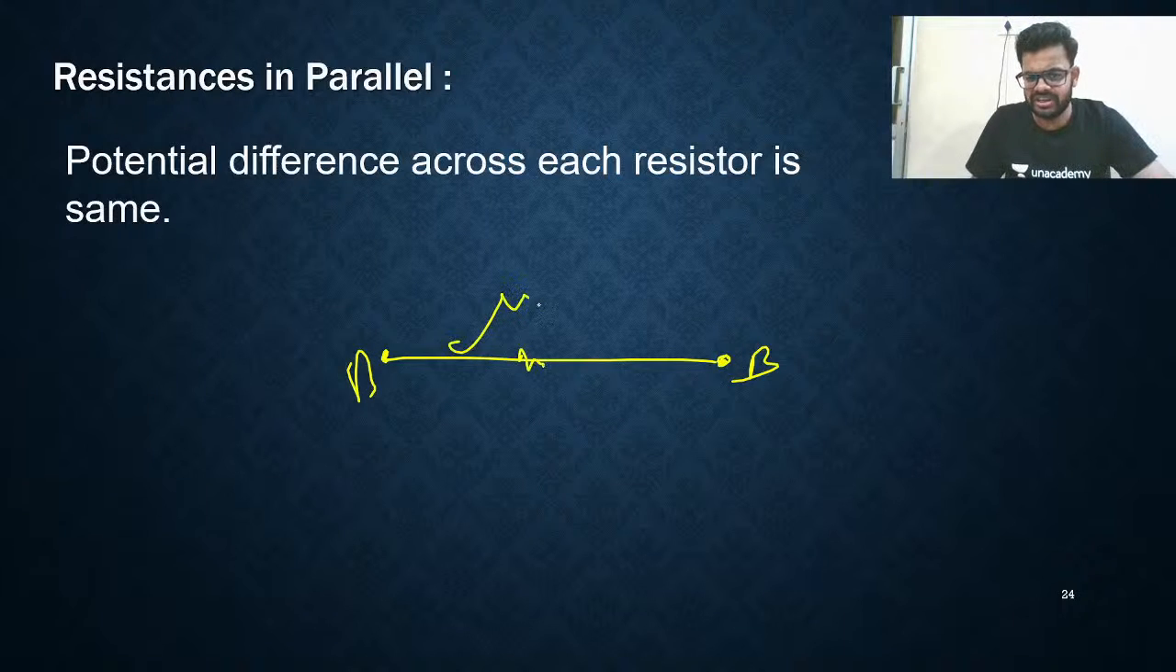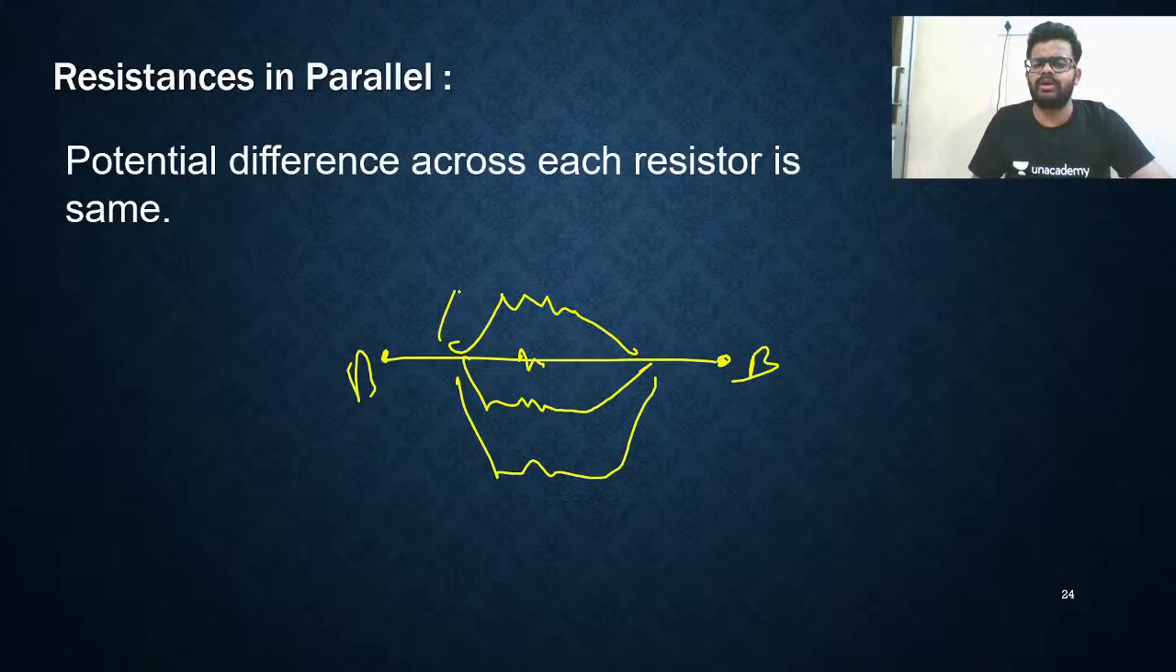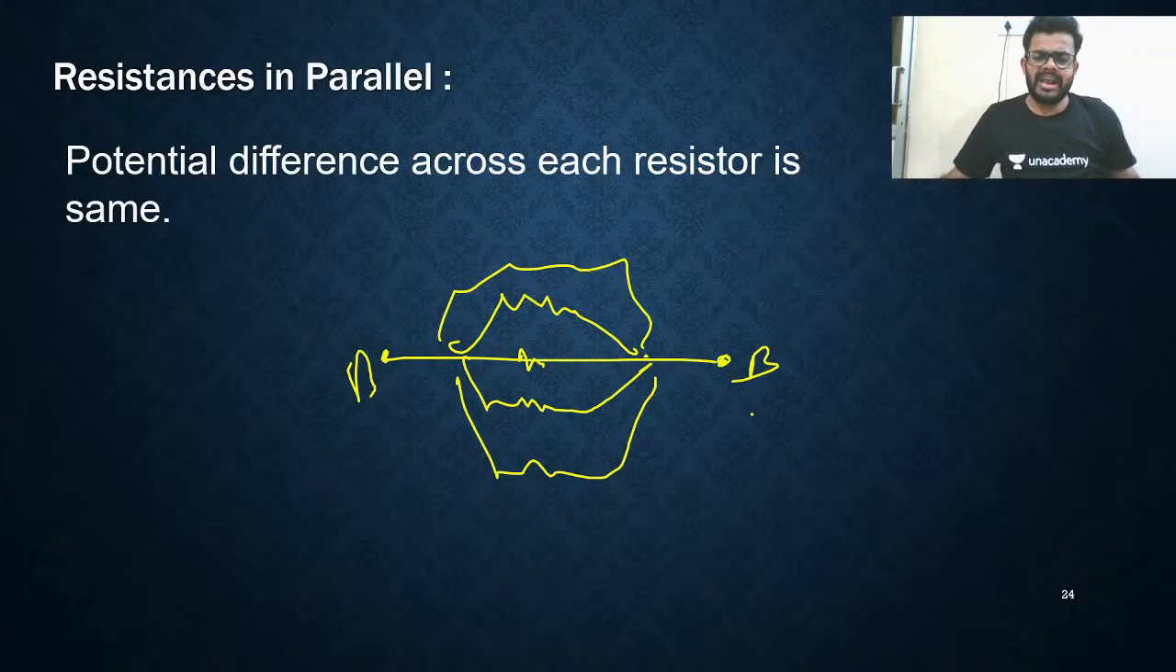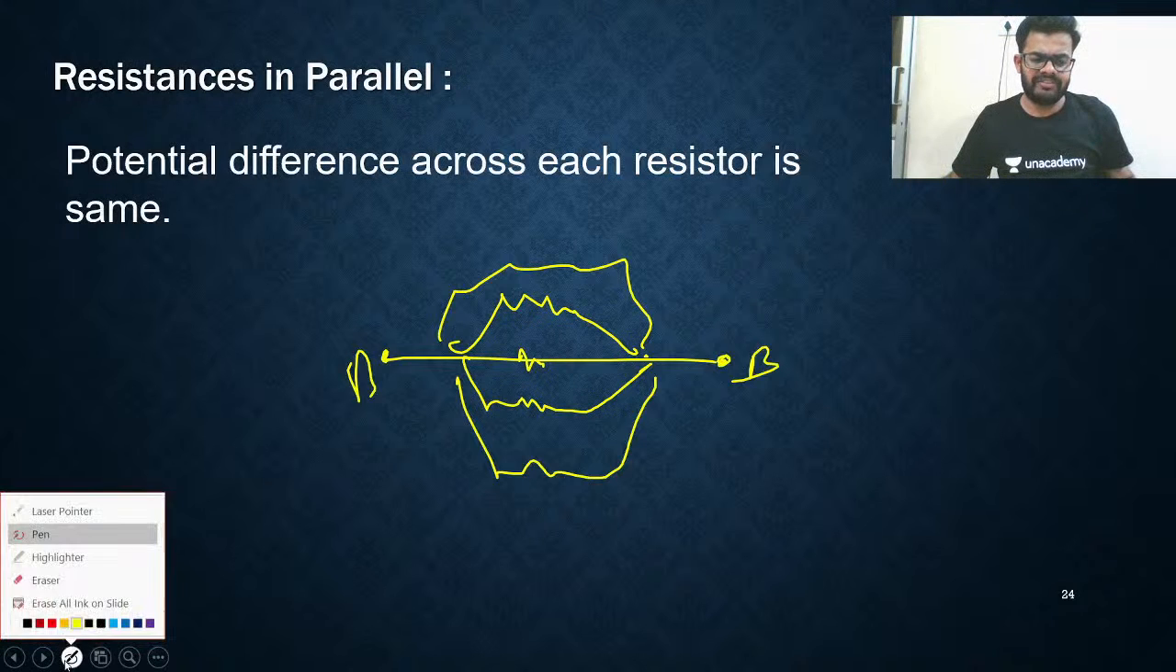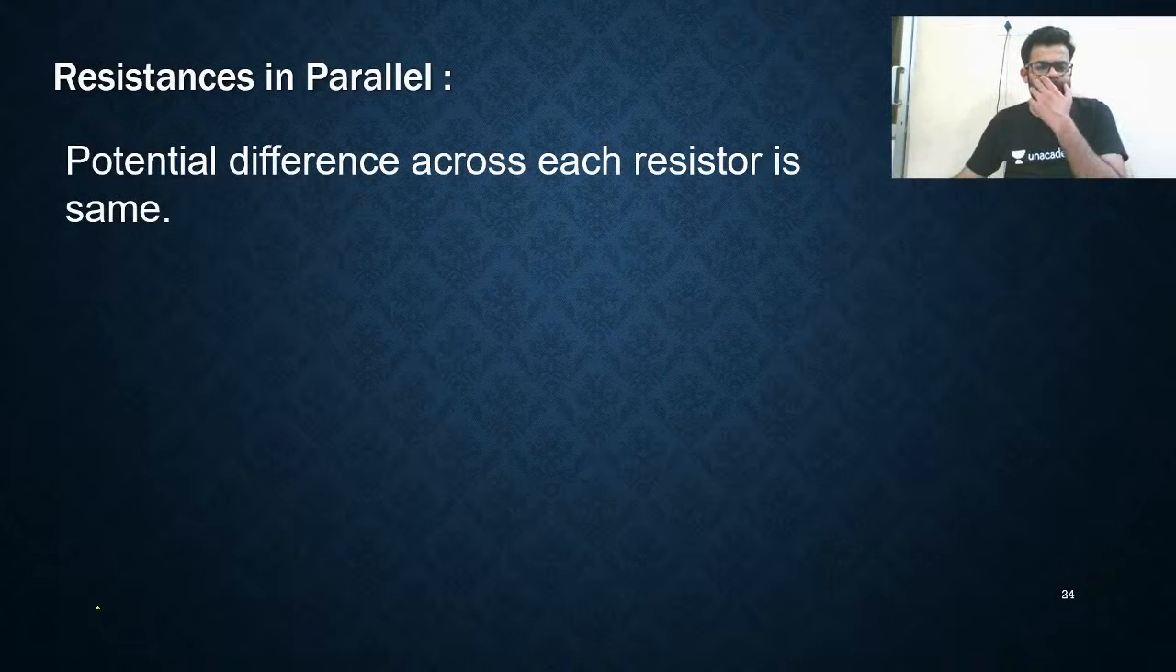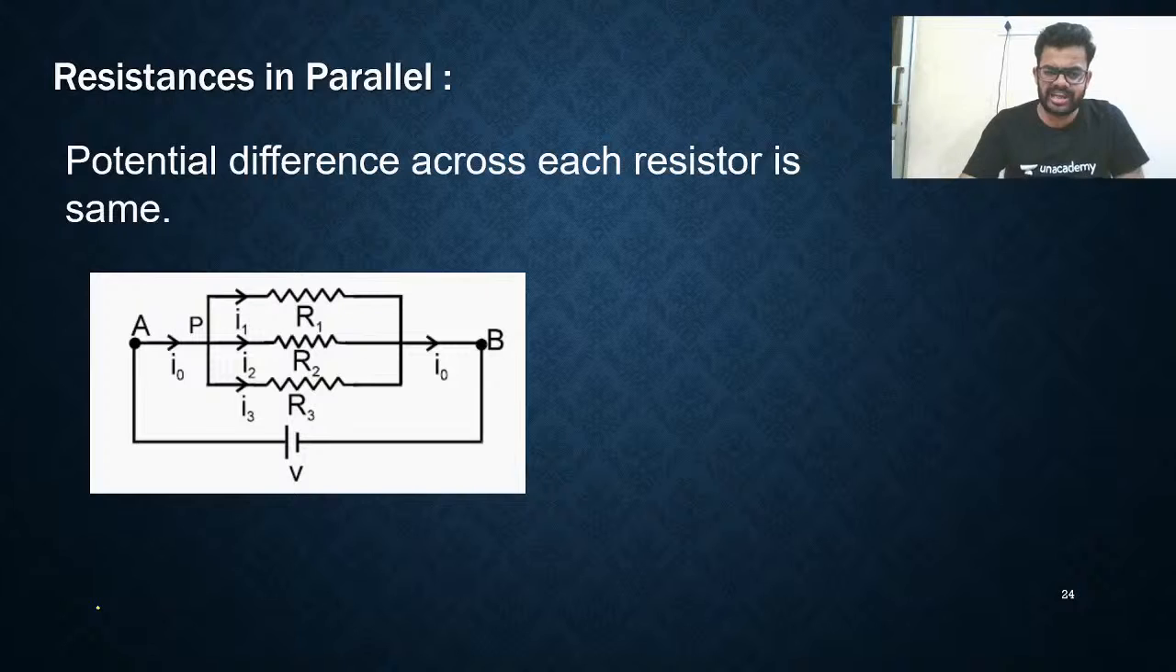Here is one resistance, here is another resistance, here is another resistance, and here is one more resistance. These all are called parallel resistance. So in parallel, as you told, I should not explain the derivation, so I will not explain. Remember one thing, potential drop across each cell will be same.